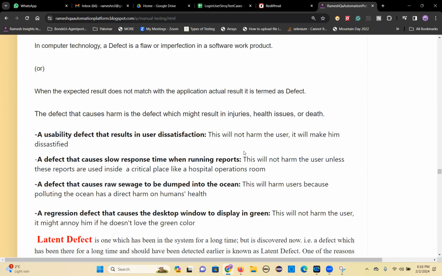User interface issues. Then data issues, where some data is not correct. When you do some calculations, the calculations may also mismatch. That is also one bug. Any calculation that is wrong is also a functional bug, but data related. So these are the different types of bugs.